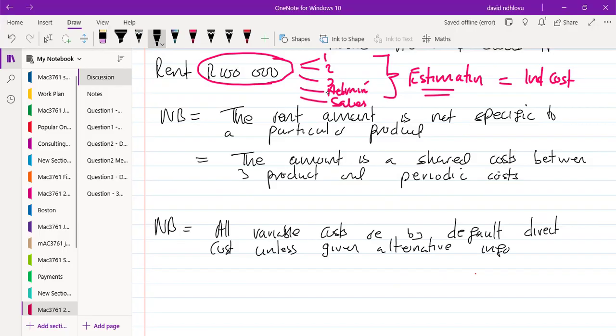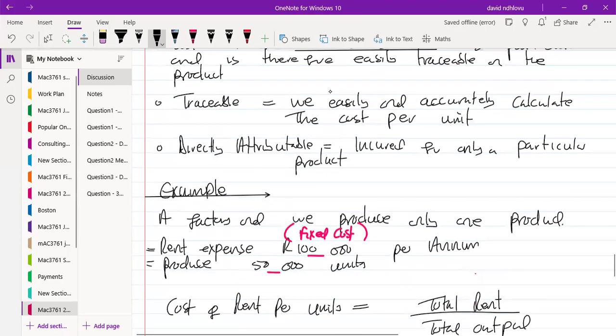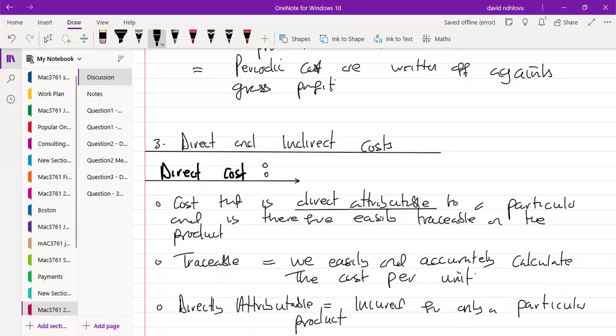So by default, variable costs are basically direct material, direct labor, and variable manufacturing overhead costs. Those are direct costs, unless the question tells you otherwise. A fixed cost can be direct or indirect. It depends on whether you can trace the cost directly to the final product.